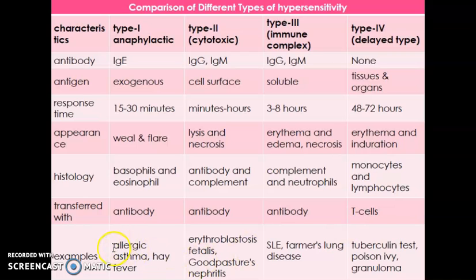And examples of type 1 hypersensitivity include allergic asthma and hay fever. Type 2 examples are erythroblastosis fetalis and Goodpasture's nephritis. And type 3 hypersensitivity examples include systemic lupus erythematosus and farmer's lung disease. And type 4 examples are the tuberculin test, poison ivy, and granuloma.